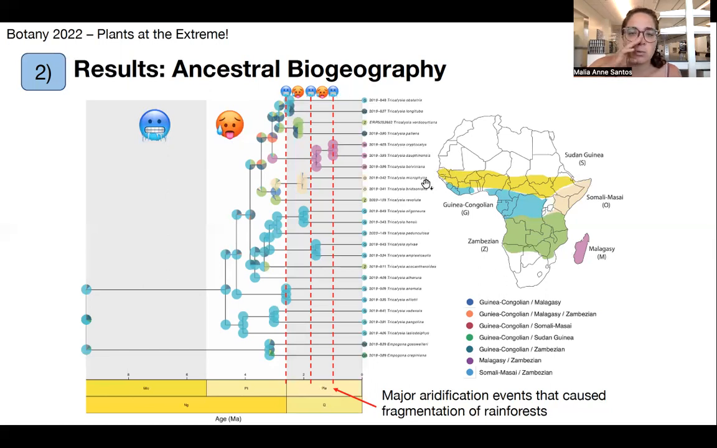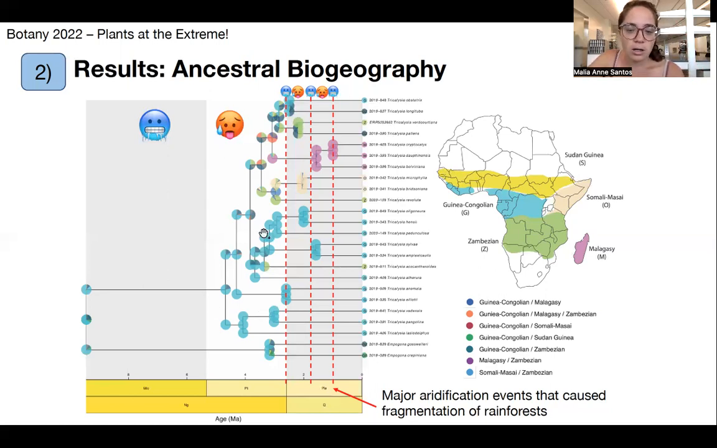I do also want to point out, I wanted to point it out before, but this tree is only based on 38 genes, and so we did lose a little bit of our information, and we did lose some taxa, and so this is a smaller tree than the tree that I showed you previously.